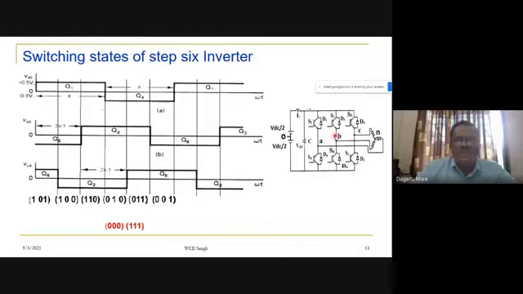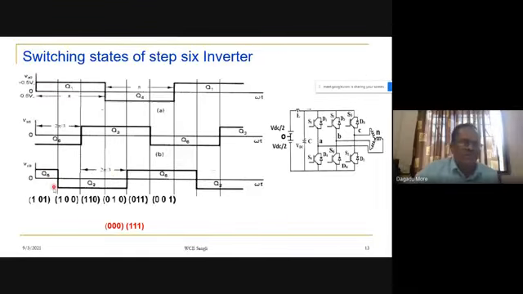After that, Q3 will be off and Q6 will be on. After Q3 is on, sorry, Q5 will be on again after 120 degrees. So this is Q5 on for 180, then Q2 on for 180. And we have shown here which switch will be on.